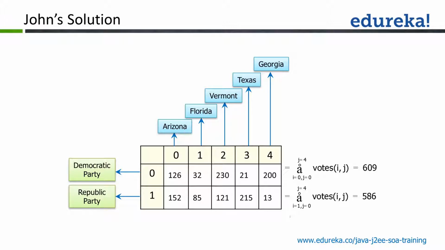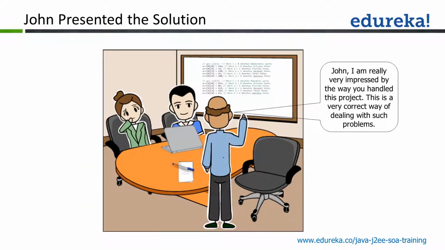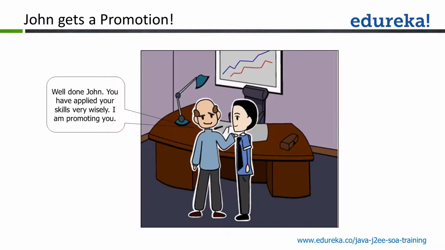What we have done over here is we have created these two rows. Row 1 is 0, row 2 is known as 1. These columns are referred to as 0, 1, 2, 3 and 4. Democratic Party, you're mentioning this row. Republican Party, you're mentioning this row. We will just be summing up these two rows to get the total count now. So the Democratic Party wins somehow. This is how we'll come up with a solution. The boss is impressed that he got the solution done with the arrays part and he wants to come up with a promotion for John.